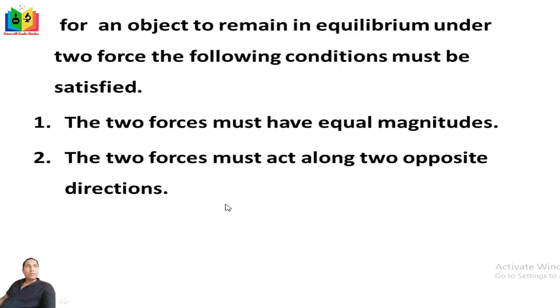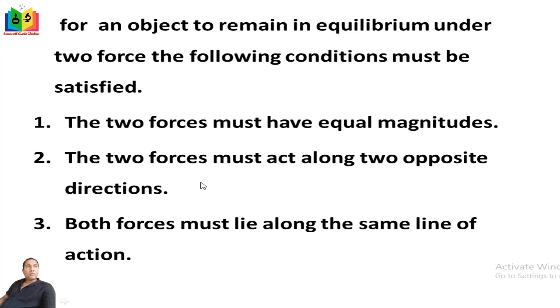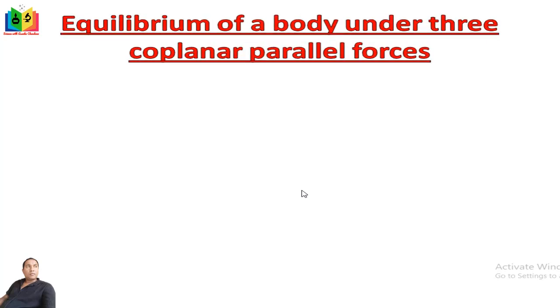So what is the third condition? We have also already learned it, right? Again, we will see what the third condition is. This one is that both forces must lie along the same line of action. Those are the three conditions that should be satisfied for an object to be in equilibrium, right?